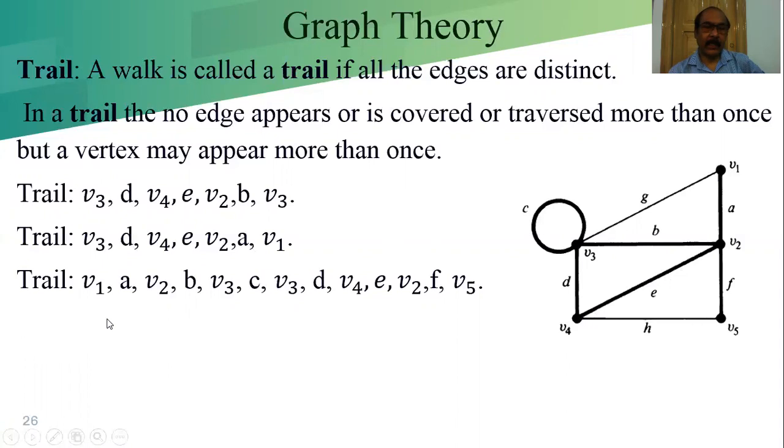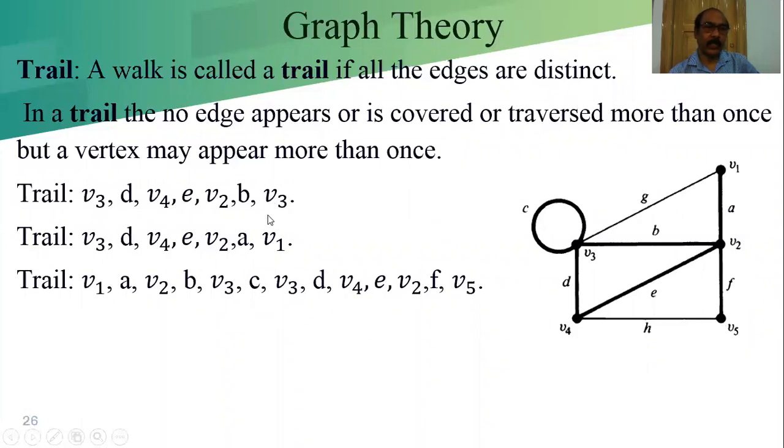Now another trail, see the beauty of this. They start with V1, A, V2, B, V3, C, then again V3, then D, V4, E, V2, F, V5. No edge is repeated twice, but a vertex is repeated more than once. V2 is repeated and V3 is repeated. So this is a trail, and this trail is an open trail.